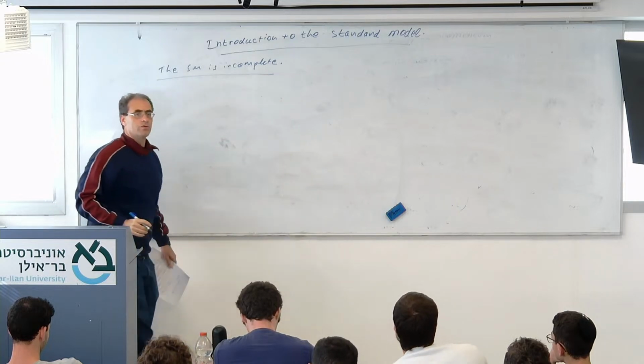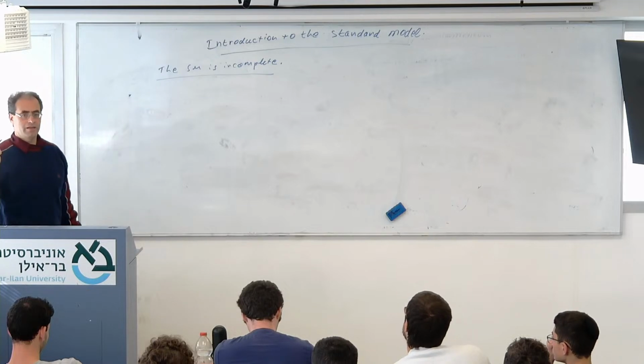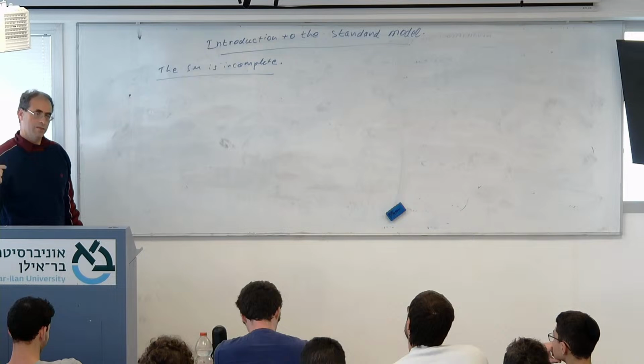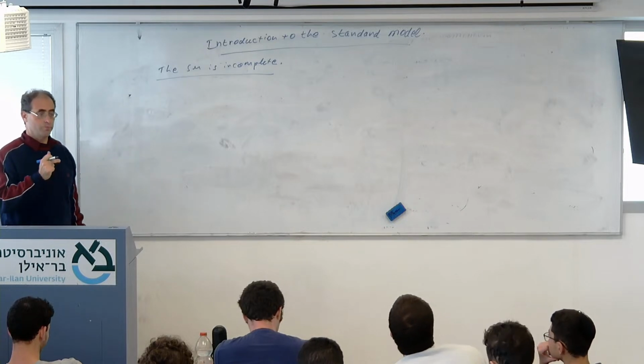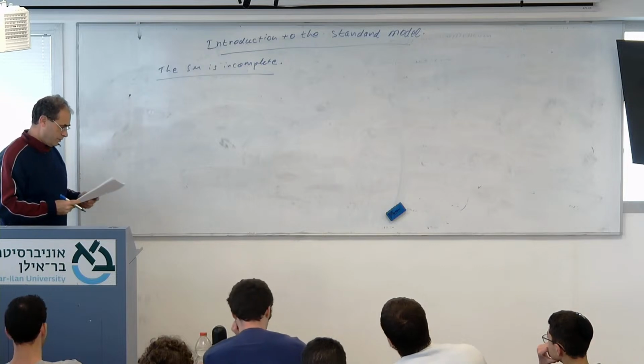That's even before I start. Why do I say it's incomplete? So the first thing is that it is not consistent with general relativity. It's consistent with special relativity. That's the way it was built. But it is not consistent with general relativity.